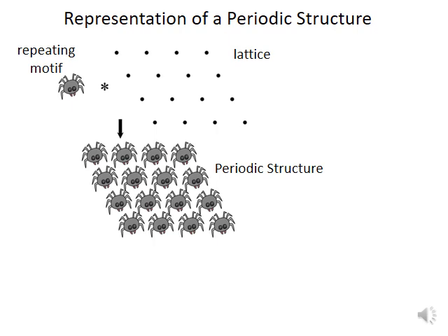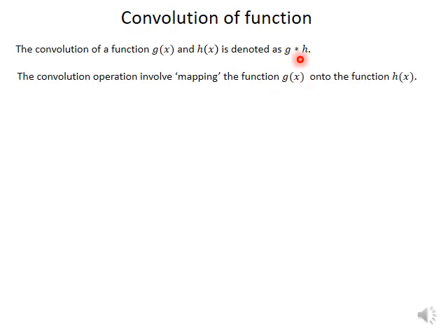But before I go there, I want to introduce the mathematical concept of convolution. So the convolution of two functions g and h in one dimension is denoted as g star h, and what this convolution operation basically does is that it maps this g of x function onto an h of x function, which is mathematically given via this expression.